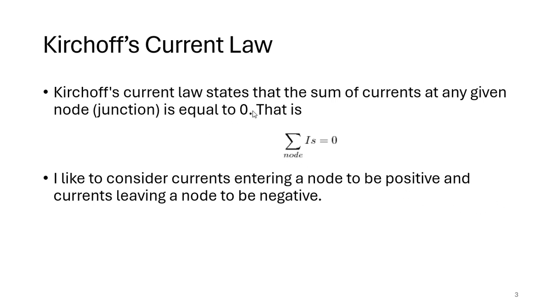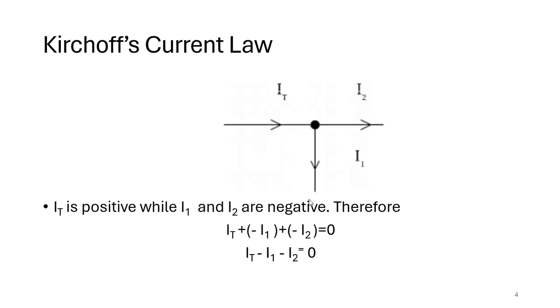That is, the summation of currents, remember we use the letter I to represent currents, the summation of currents at any given node is equal to zero. I like to consider, when looking at the currents, any current that's going into a node as being positive, and any current that's coming out of a node as being negative. Okay? Now, having said that, let's take a visual of this.